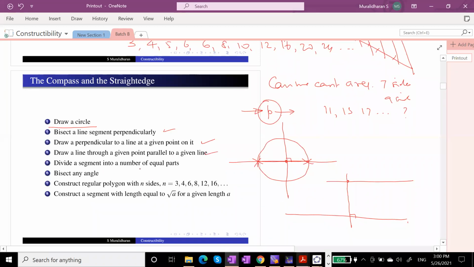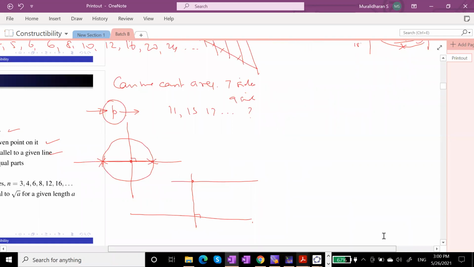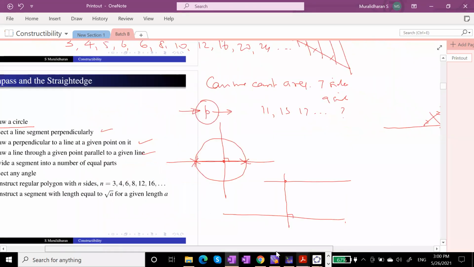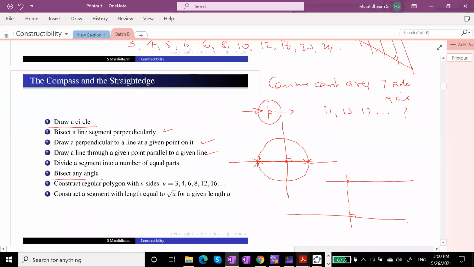And divide a segment into a number of parts. Since I can draw a parallel line, what I do is that I have been given a segment like this. I draw any line to one end point, then mark off n equal distances here, and then join this end point and keep on drawing parallels at those points. If I do that, by the similar triangles property, these also will be equal. So I have divided a segment into n equal parts for any n. That is also possible. And of course, we can bisect any angle. And construct a regular polygon with n sides.